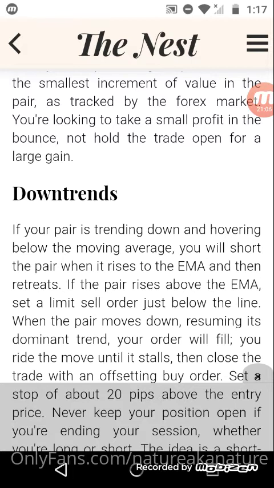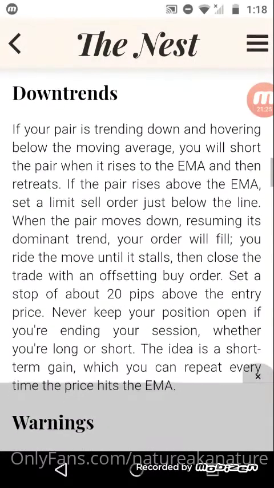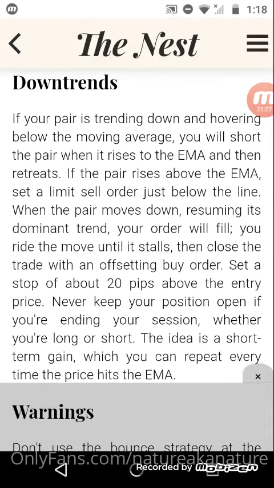If your pair is trading down, hovering below the moving average, going on the downtrend, and you start seeing it hovering below the moving average, you will put a short pair in when it rises to the EMA, because you have to wait. You have to wait for it to bounce back, even though it's going on a downtrend. That's your bounce back strategy on the downtrend.